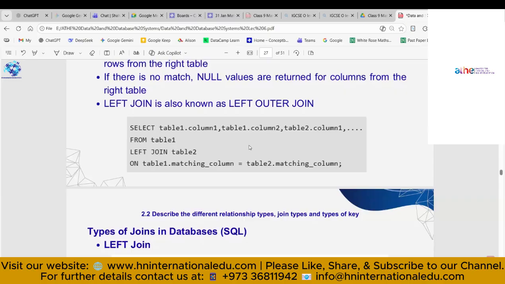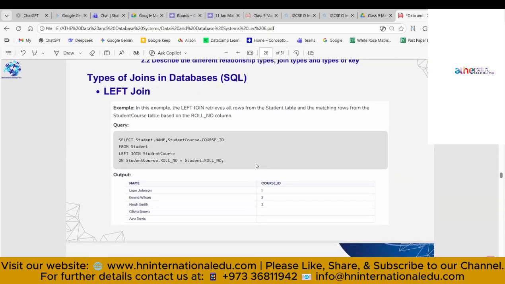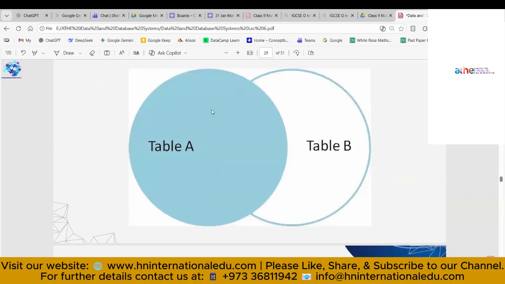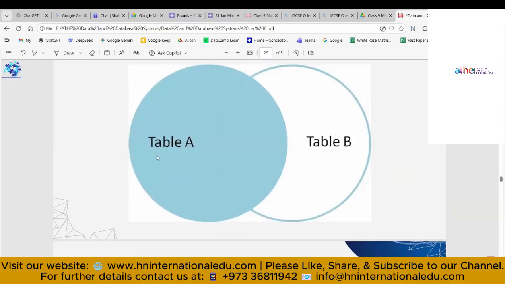Okay. So this is a query. Basically, this is how it works. And in this example, we can see the left join retrieves all rows from the student table. Okay, this is the output, and the matching rows from the student course table based on the roll number column. So this is how it looks if you visualize it.